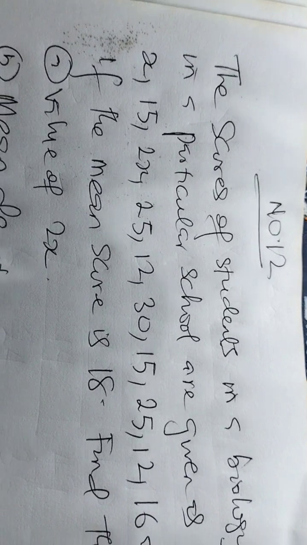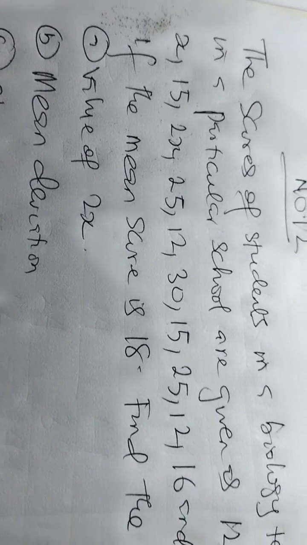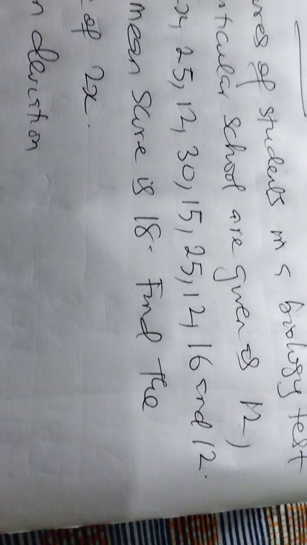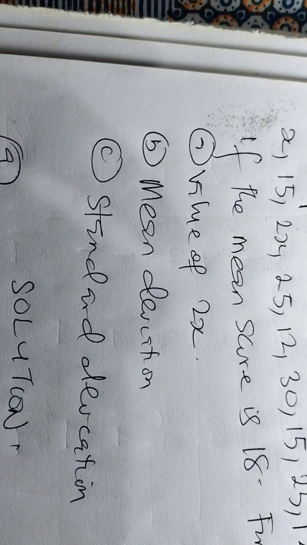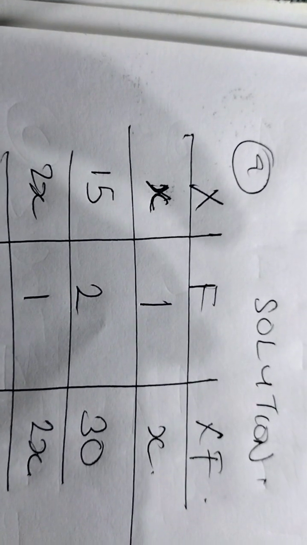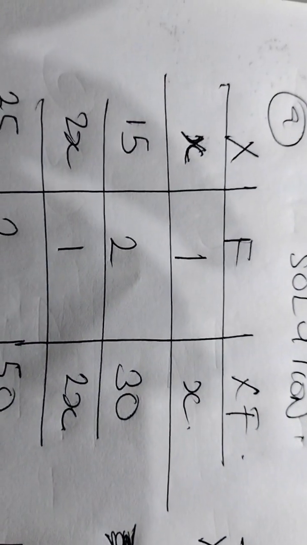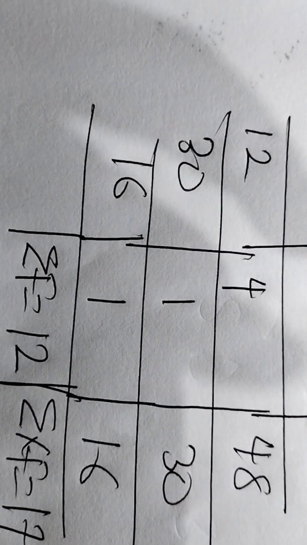Going to number 12. The scores of students in a biology test in a bachelor school are given as 12, S, 15, 2S, 25, 12, 30, 15, 25, 12, 16, and 12. If the mean score is 18, find A, the value of 2S, B, the mean deviation, C, the standard deviation. To solve the first problem, which is the value of 2S, we have to build a table. S, the capital S in the first column, represents scores. F is frequency, then you have SF. The scores are listed there: S, 15, 2S, 25, 12, 30, and 16.